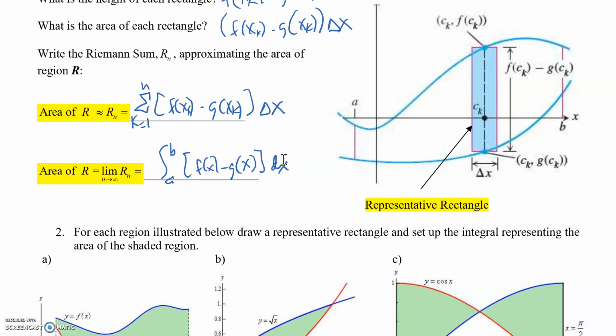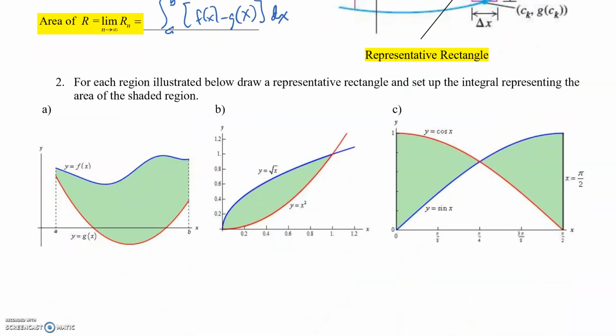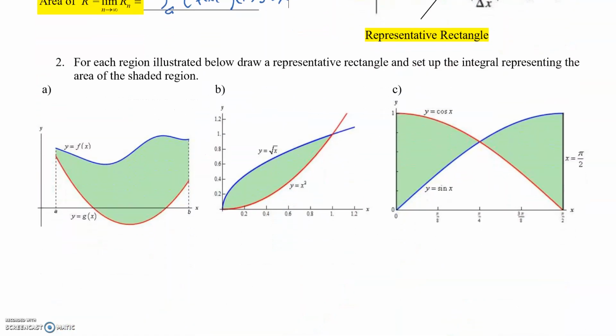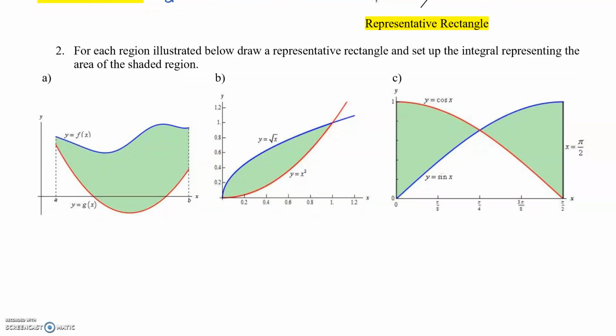So let's go down to the three examples here. Number 2, we have a, b, and c. And I wish I could zoom in here, but it's going to spill out the recording window. But you can look at it in front of you there. For each region below, draw a representative rectangle and set up the integral representing the actual area of the shaded region.